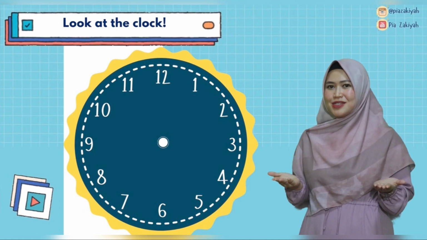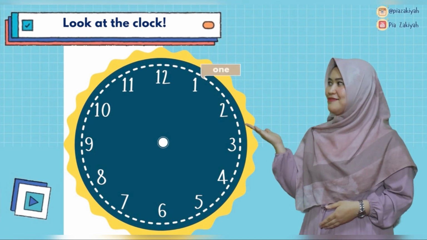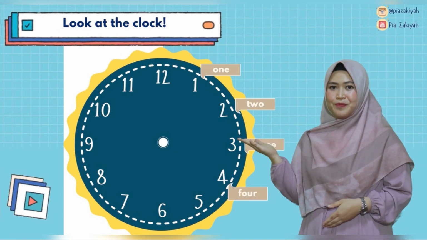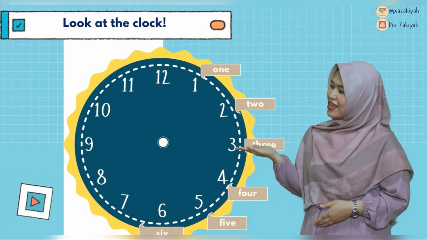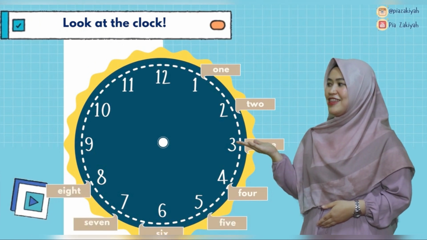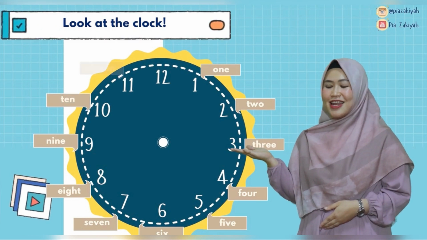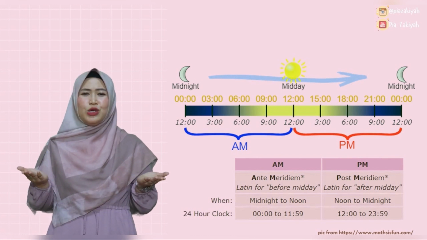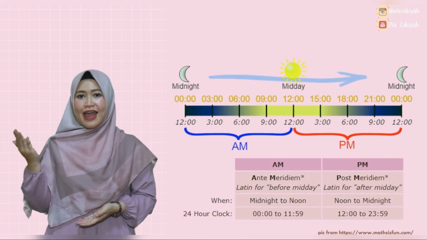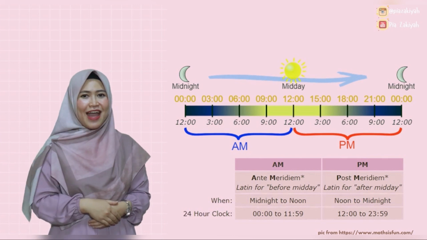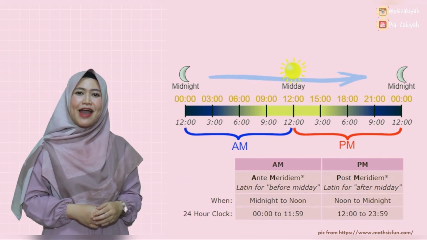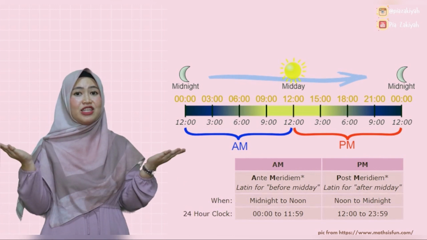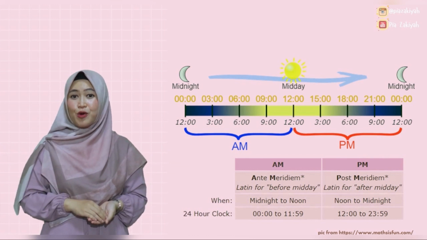We have 12 numbers. Start from 1, 2, 3, 4, 5, 6, 7, 8, 9, 10, 11, and 12. In other parts of the world, maybe you can hear some people will use AM and PM. AM stands for antemeridian and PM stands for post-meridian. While AM means from midnight to noon and PM means from noon to midnight.